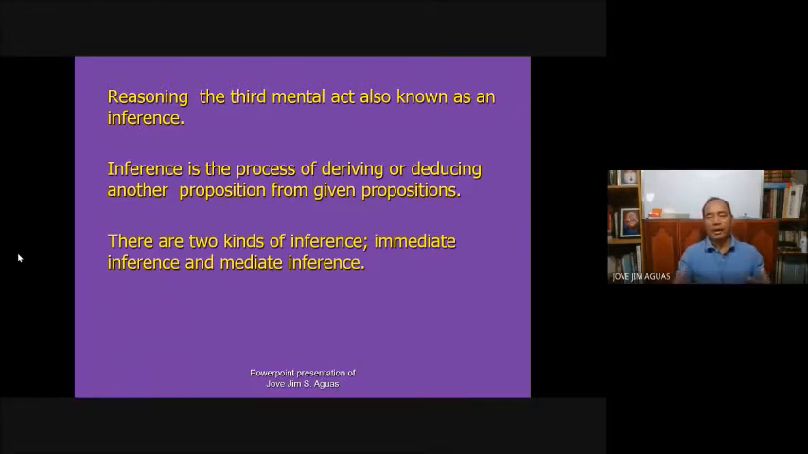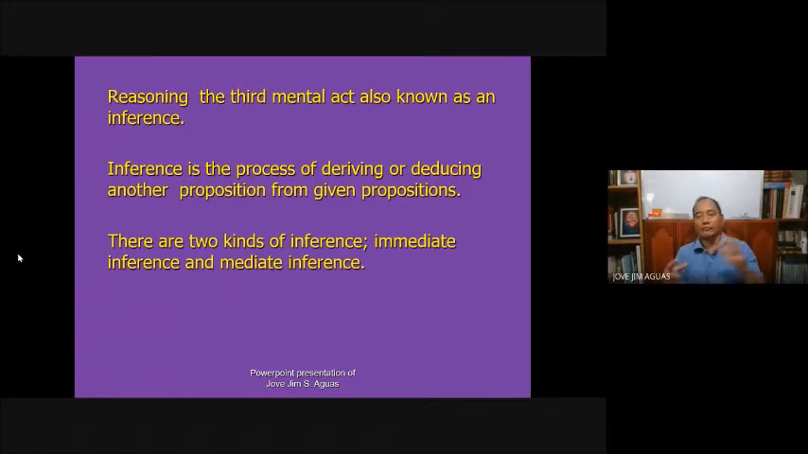For example, if we have an idea of, say, the sun, we use the term sun to express our concept of the sun. You see here that the words may vary depending on the language that you use. We may have the same idea of the sun, but we're going to use the term sun if we are speaking in English, but we are going to use araw if we are speaking in Tagalog or Filipino.